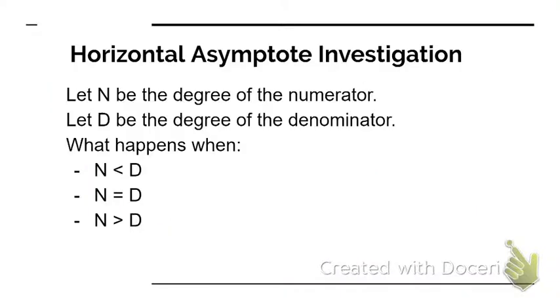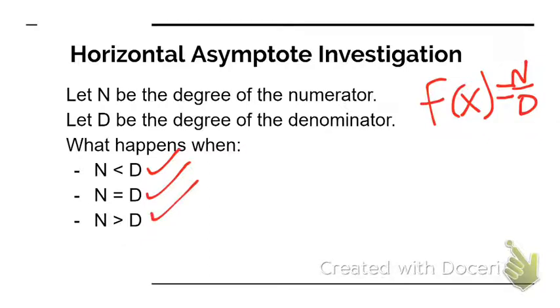Okay, so we're going to do a little investigation here. I'm going to demonstrate it. So we have n and d. If we had a rational function, f of x is equal to n over d, where they're both functions, n is the degree of the numerator, d is the degree of the denominator. So we're going to look at what happens when the denominator has a bigger degree, what happens when they have the same degree, and what happens when the numerator has a bigger degree.